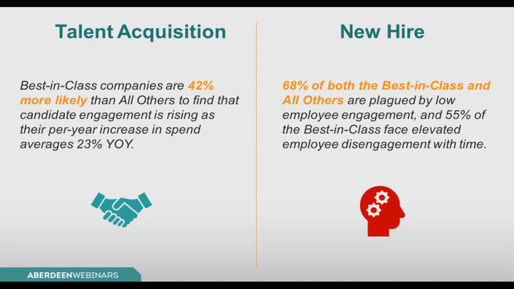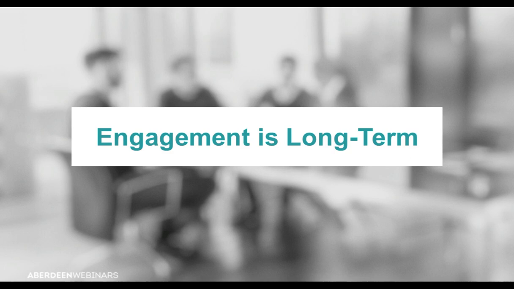In talent acquisition, best-in-class companies are 42% more likely than all others to find that candidate engagement is rising as their per-year increase in spend averages 23% year over year. In other words, as they sustain investment in per-employee engagement spending, these companies are seeing candidate engagement increase, which stands to reason. 68% of both the best-in-class and all others, though, are plagued by low employee engagement, and 55% of the best-in-class take this one step further to understand that the real issue in engagement is declining employee engagement with time, not the initial engagement once an employee is hired. In other words, short-term tenure is a problem, but the best-in-class are recognizing that they don't do enough to ensure engagement continuity, or continuity of the employment promise to the employment reality, akin to ensuring customer success.